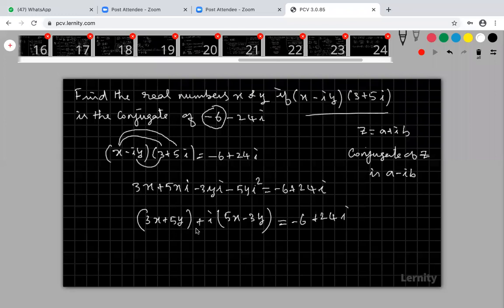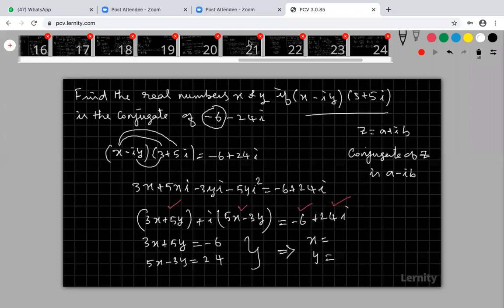Now look at that, this is also a complex number in a plus ib form. When two complex numbers are equal, then the real parts are equal and the imaginary parts are also equal. What is my real part? Both the sides: here my real part is 3x plus 5y, here my real part is minus 6. Imaginary part is 5x minus 3y equal to 24. Solve these two. What is your x? What is your y? Please solve and tell me the answer.